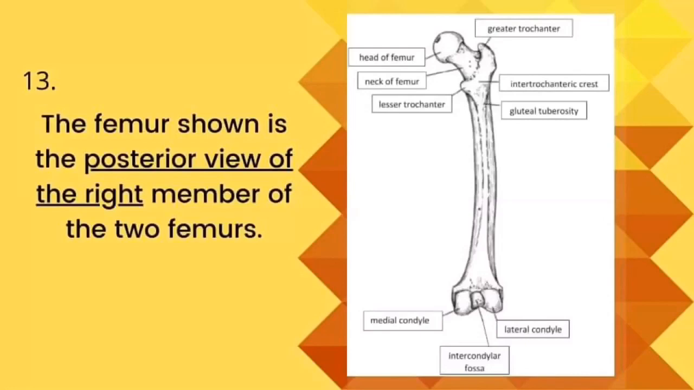Next is the lateral condyle. It is the lateral portion of the upper extremity of the tibia. It serves as an insertion for the biceps femoris muscle.